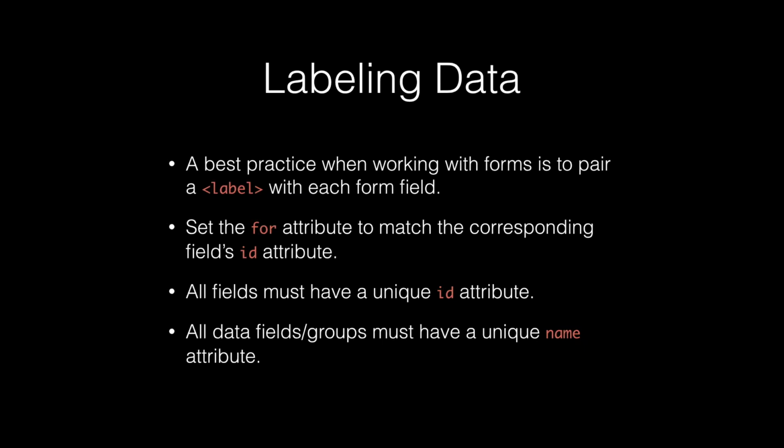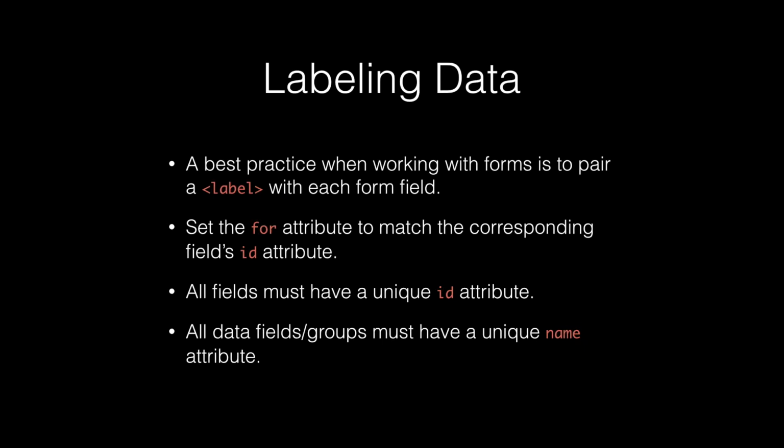And on these labels, we set the for attribute to match the corresponding field's ID attribute. This is a way of pairing that label with that field by way of that unique ID attribute. We also make sure that all fields have a unique ID attribute. Each individual field, so that means every different text input, every different radio button, even radio buttons that are part of a set, they all need to have their own unique ID attributes in order for us to really work with them well. And all data field groups have a unique name attribute.